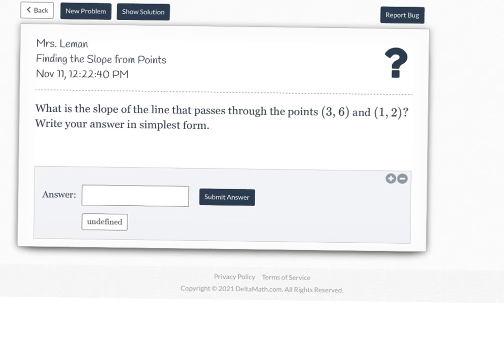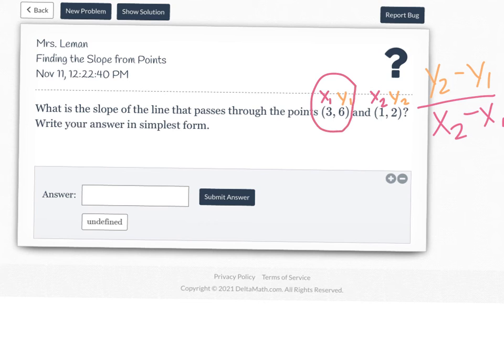All right, here's our second example. And again, we are using the slope formula, y2 minus y1 over x2 minus x1. Remember, the first thing you are going to do is label your points. So here's y1, y2. Every coordinate has an x, y. x1, x2. This is point number 1 because it's listed first. This is point number 2 because it's listed second.